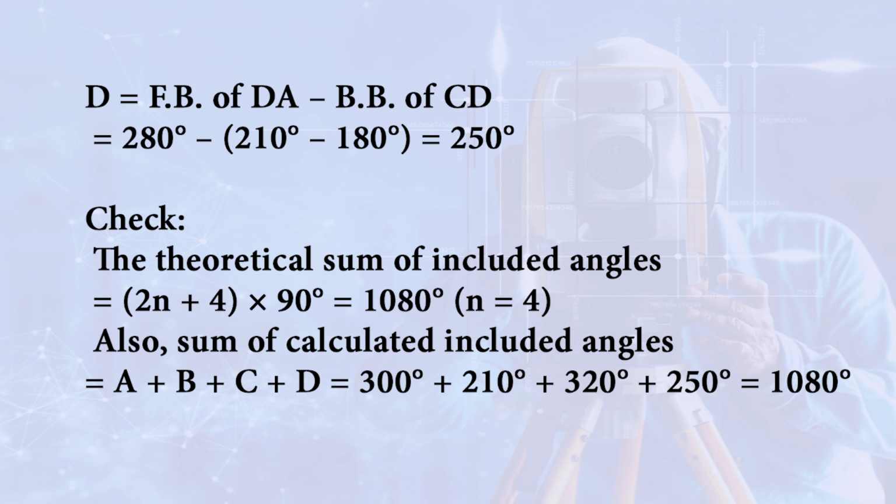And also what we have calculated, we will sum it. So, the sum of calculated included angles, that is angle A, angle B, angle C plus angle D, is 300 degree plus 210 degree plus 320 degree plus 250 degree, which will result in 1080 degree. Hence, both the answers are correct. So, these are checked. Now, we have to make a note in this question that in the process of computation, if the included angle is negative, then 360 degree is added to it, as has been done in case of angle A, angle B and angle C. Now, we will move to the next example.